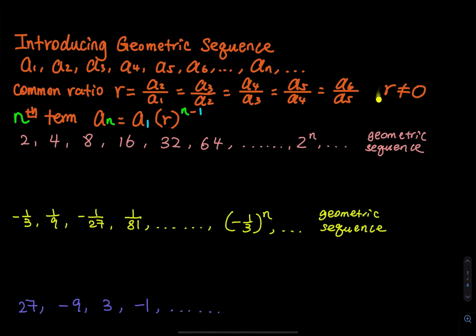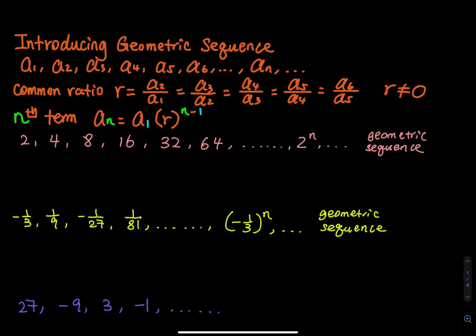And the ratio cannot be equal to 0, because if the ratio is equal to 0, the numerator has to be equal to 0, right? So think about this. When a2 is equal to 0, a2 divided by a1 is equal to 0. This is bad, because when you reach the next term, a3 divided by a2, you cannot have a 0 in the denominator. And in general, the nth term of a geometric sequence is an equals the first term times r raised to the n minus 1 power. I color-coded everything for you: the nth term, the nth power, the first term, and then the first power.